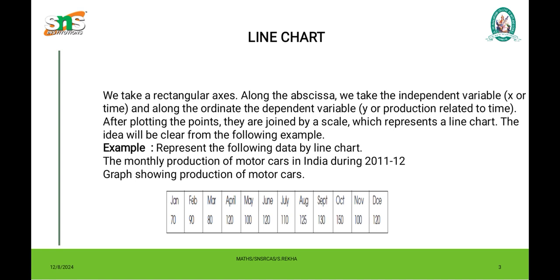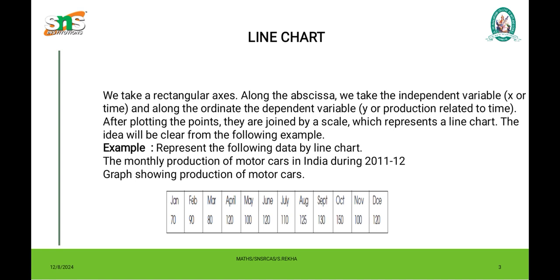For example, if you want to know the production of motorcycles in India in 2011 to 12, the data are given for the year from January to December. How many motor vehicles are produced by a company? For example, the Hero Honda company or the Maruti Suzuki company. How many are produced? We want to analyze the data given from January to December.